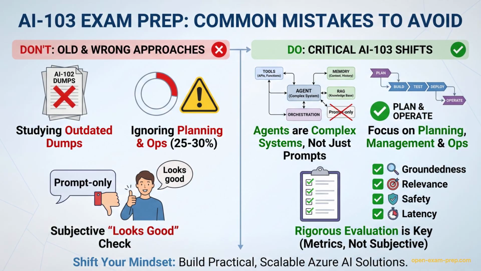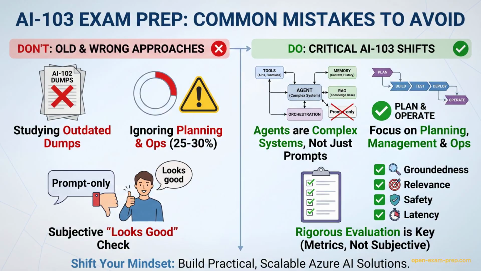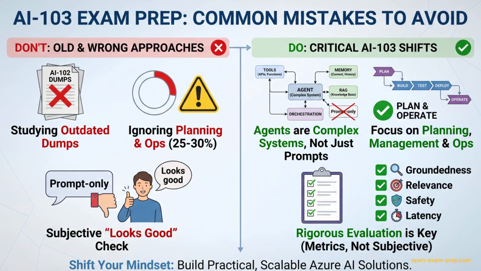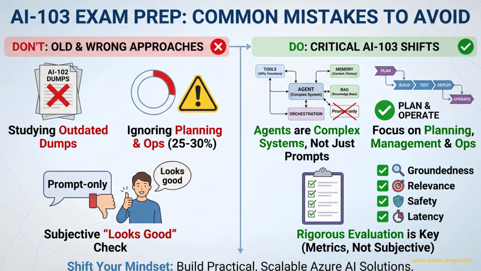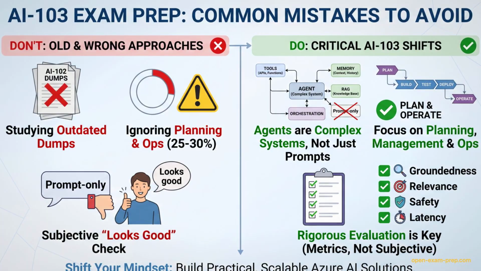Avoid common mistakes that can derail your preparation. First, don't rely on old AI-102 study materials or dumps. They underweight Foundry, agents, and modern safety controls. Second, don't underestimate the planning domain. At 25 to 30%, it's too large to cram.